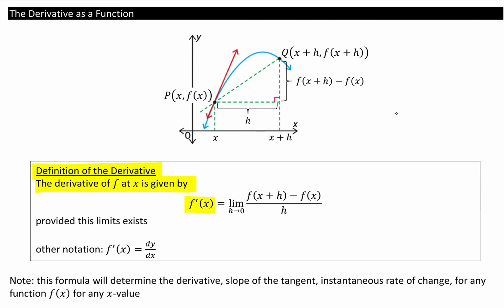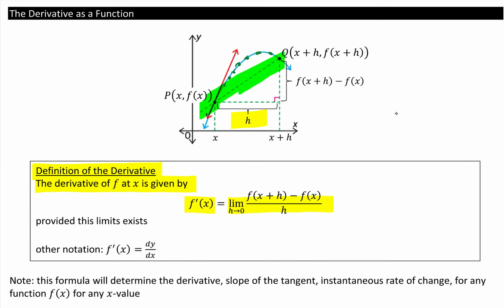f prime of x is equal to the limit as h approaches 0 of f of x plus h minus f of x divided by h. And all we're saying is, if you take this secant line here between the points P and Q, we're going to take this Q value and bring it very close to the P value. So this h is approaching 0 of delta y over delta x.